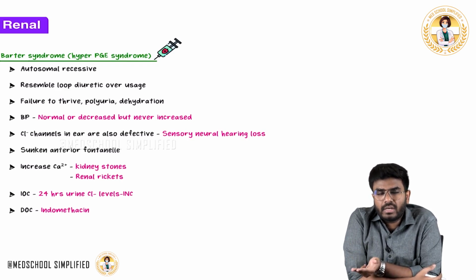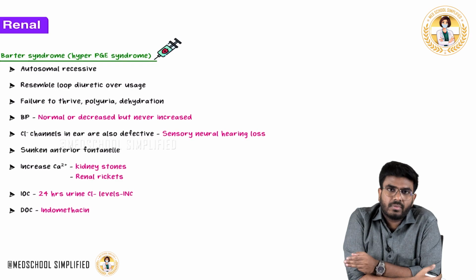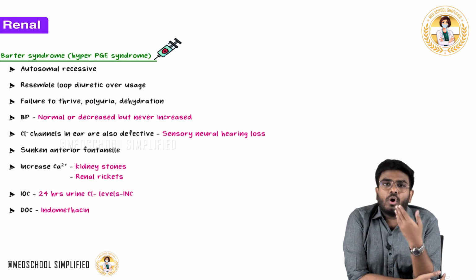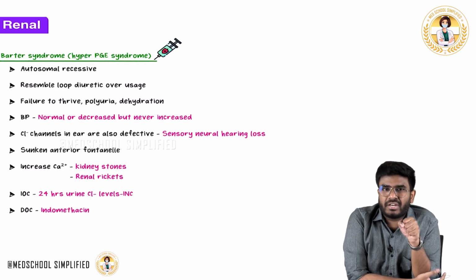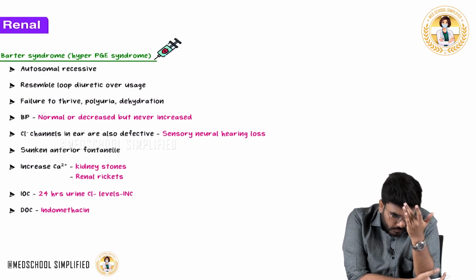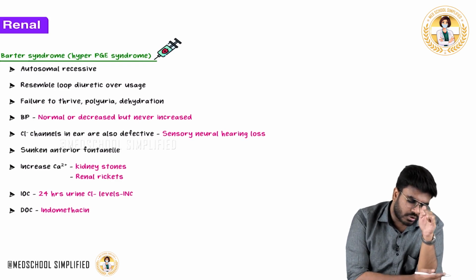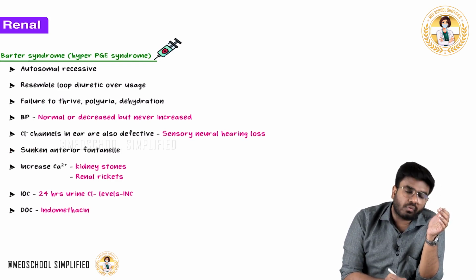As he is having severe dehydration, if you look at the anterior fontanelle, it is actually depressed. If there is more volume, the anterior fontanelle is going to bulge out, but this baby has dehydration, no volume, so the anterior fontanelle is depressed or sunken.